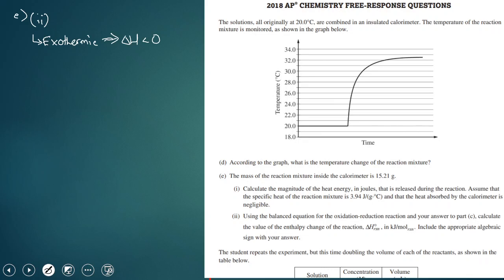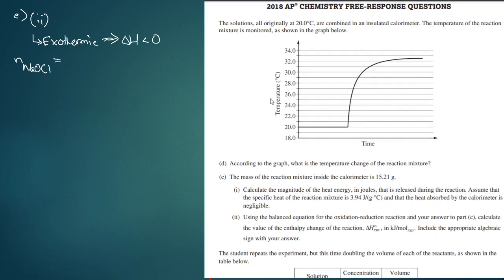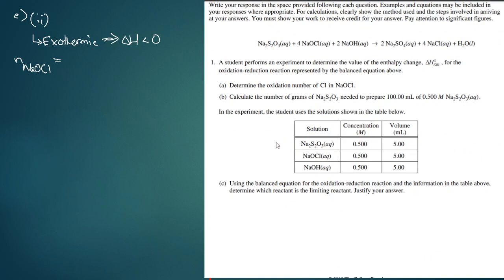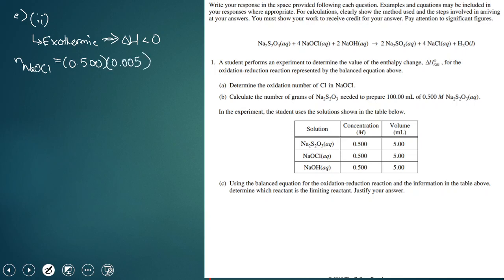And so first, it says, using your answer in part C. That should immediately clue you in on the fact that you're supposed to calculate the number of moles of the limiting reagent first. So that's going to be n of NaOCl. If we scroll up to their table, remember that moles is concentration times volume, so it's just going to be 0.5 times 0.005 because we're converting our milliliters to liters, so this should be 0.0025 moles.